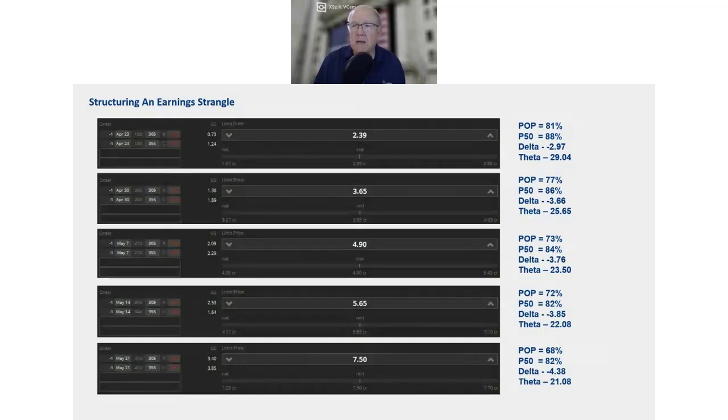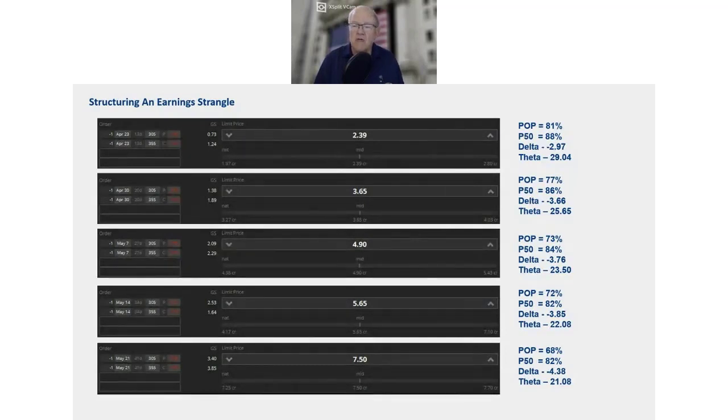And on the right side, and I forgot to identify it on the first chart, I look at the probability of profit, the probability of reaching a 50% profit, because most of the time, in the real world, we're capturing 50%. I want to know what the net delta is.